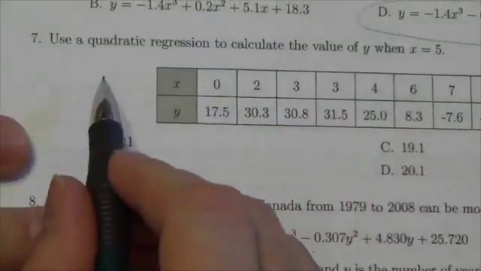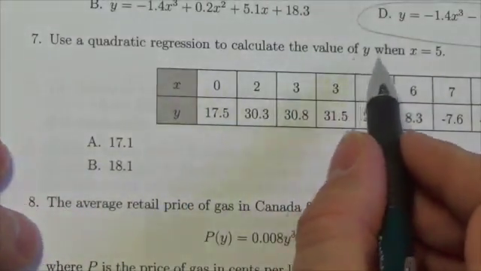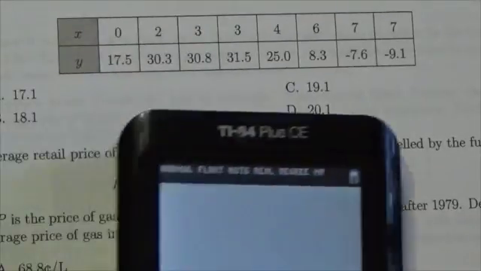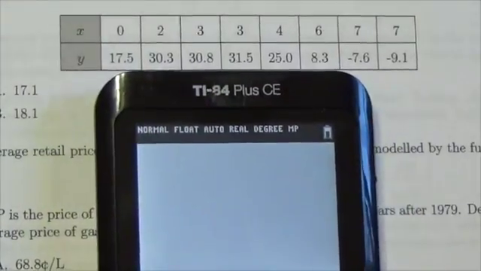Okay, so this question says, use a quadratic regression to calculate the value of y when x is equal to 5. Okay, so the first thing we're going to do here is enter this in and we'll do the regression.